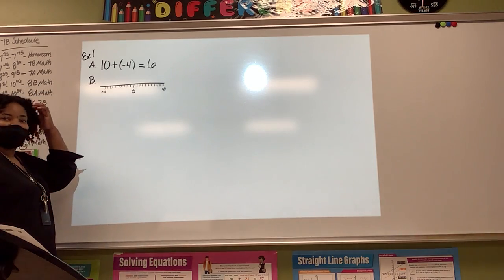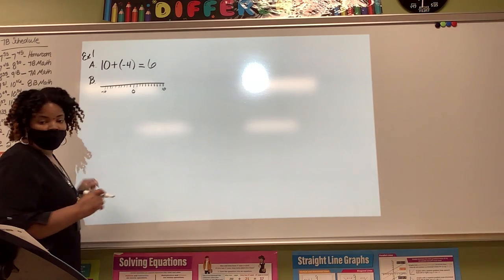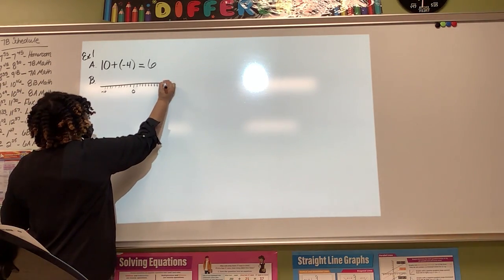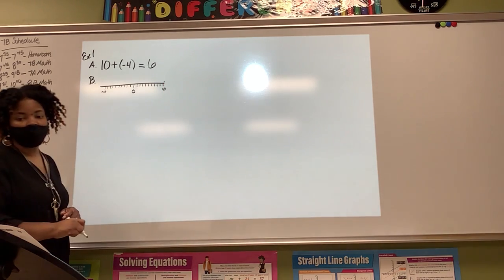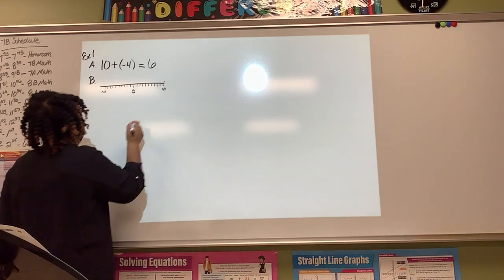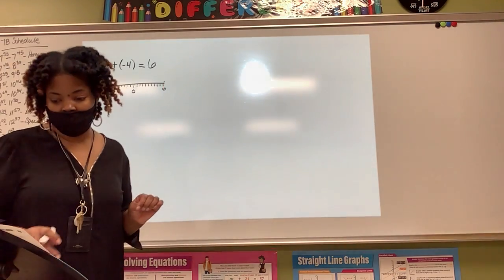Ashanti. Why do I keep doing that? I'm going to get it together. Keep correcting me. What would I do? You have to start at the 10. Start at the 10. And then what do I do? You subtract 4. I subtract 4. Or you go back 4. Do I go back 4 or? 4 to the left.